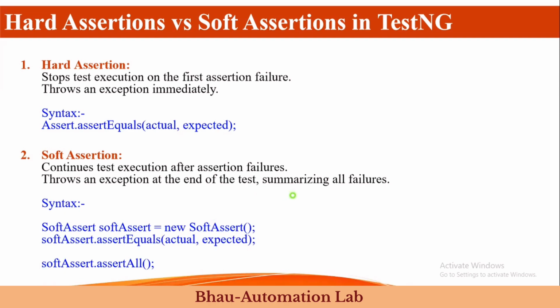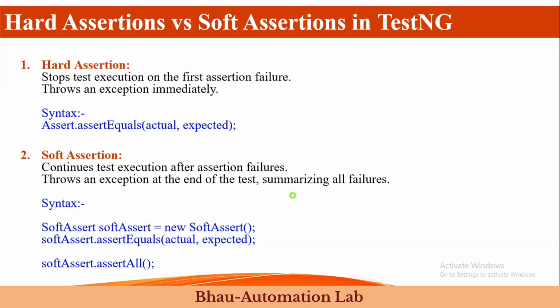It means if you have two, three, four or five assertion failures in your script, it will not throw any exception and it will not stop your execution at that time. If you write the assertAll method at the end of your script, it will execute and summarize all the failures in the console or report itself.